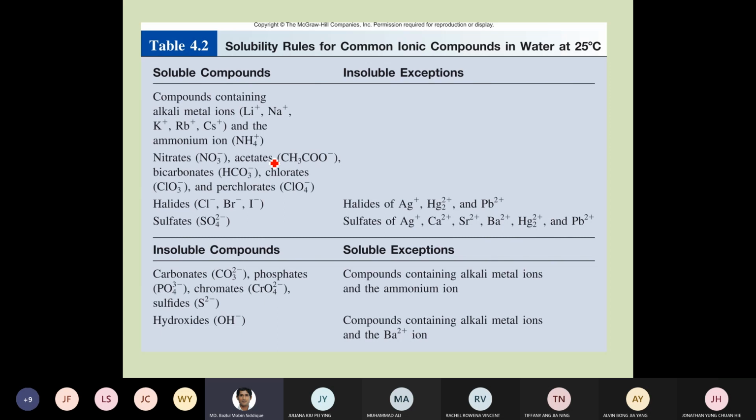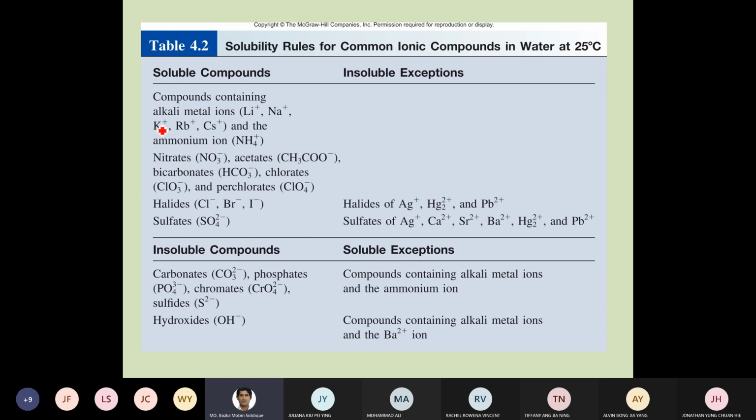Okay, so this table is given in the lab manual, and there is another table which has been given which is very detailed, showing which compounds will be dissolved in water or not. For this table, it lists soluble compounds and insoluble compounds, and of course all these things are considered in water.